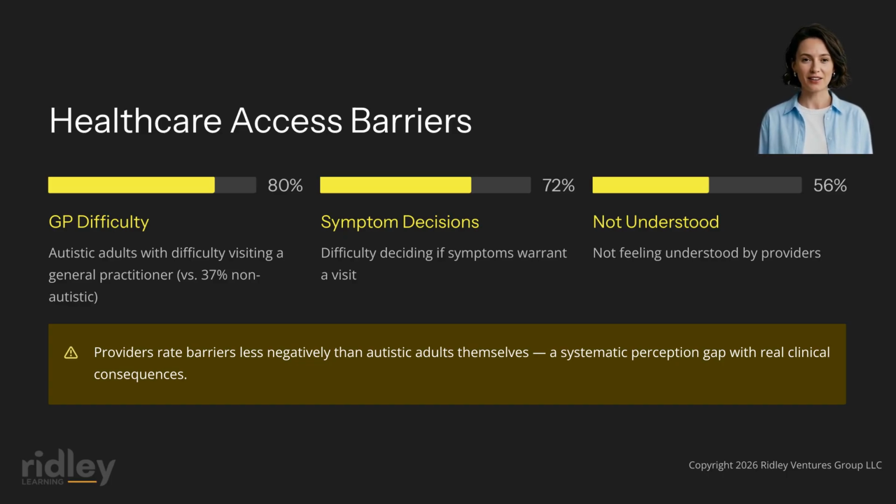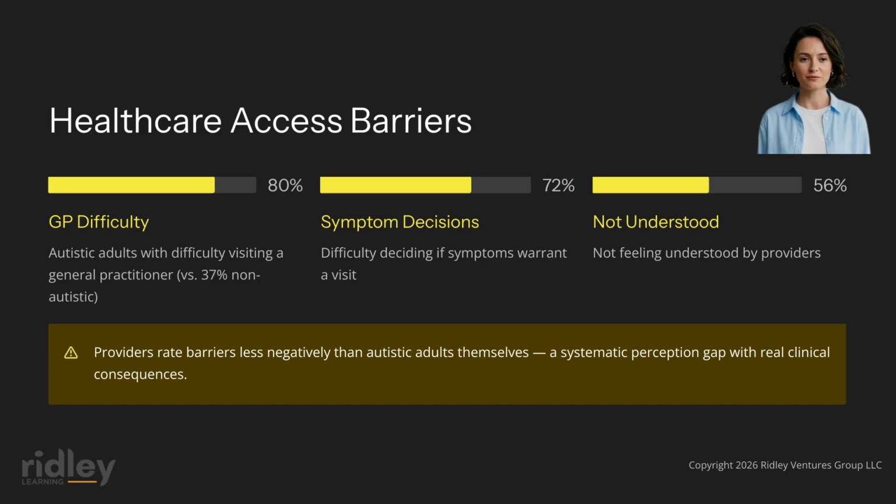The highest rated barriers were deciding whether symptoms warranted a visit, at 72%, difficulty making appointments by telephone, at 62%, not feeling understood, at 56%, difficulty communicating, at 53%, and the waiting room environment, at 51%. Self-reported adverse consequences included untreated physical and mental health conditions, missed specialist referrals and screening, more extensive treatment or surgery due to late presentation, and untreated potentially life-threatening conditions.